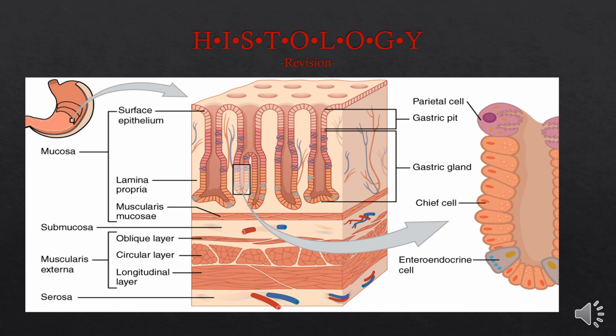Now back to histology. The gland, which we have just likened to the Stranger Things location in Hawkins, is lined by many cells.